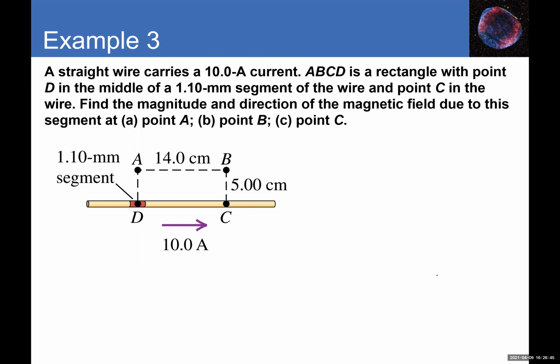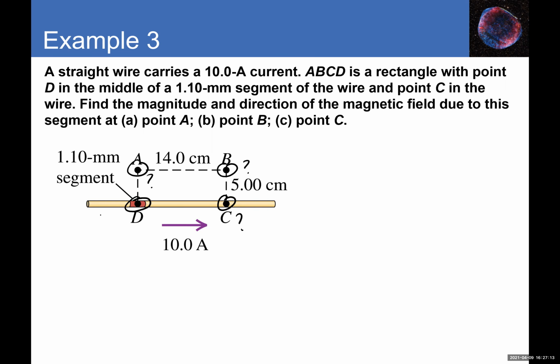We're going to find the magnitude and the direction of the magnetic field due to this segment at points A, B, and C. That means: what is the magnetic field at point A? What is the magnetic field at point B? And what is the magnetic field at point C? Where D is the point where we have our length element, which is a 1.1 millimeter long segment.